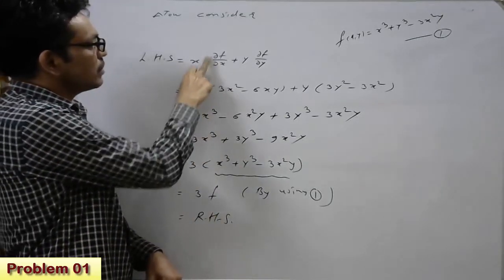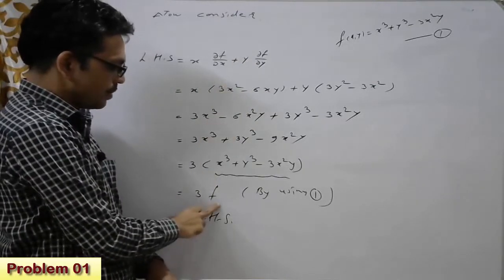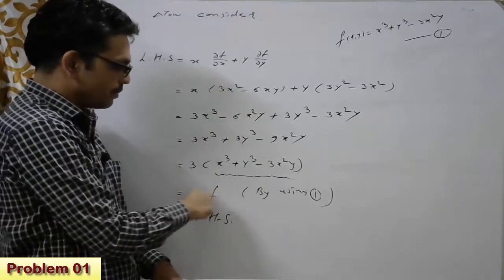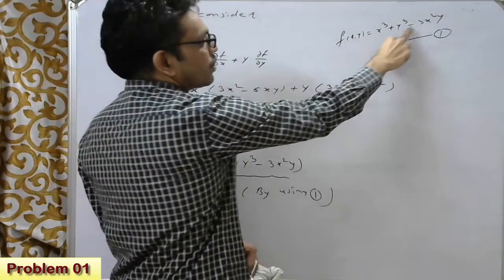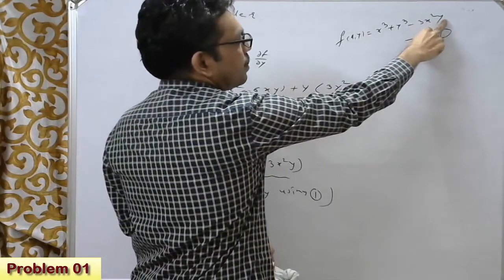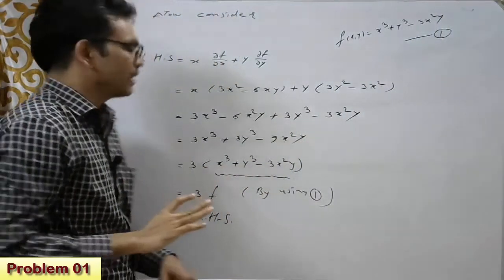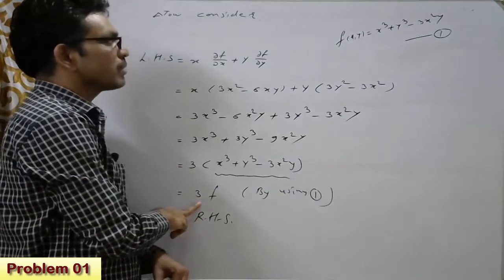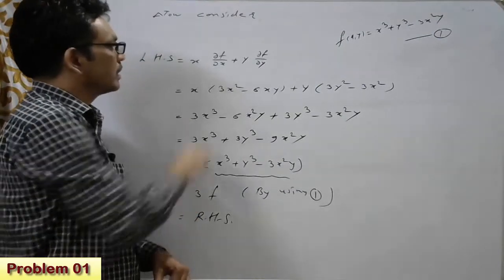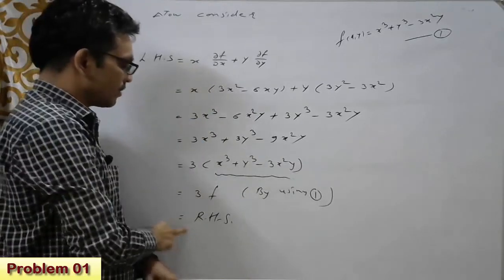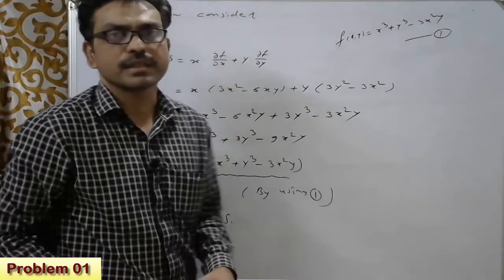That is, x into del f by del x plus y into del f by del y is equal to 3 into f. f is a function of two variables. The given function is x cube plus y cube minus 3x square y. Here the degree of each term is the same, that is 3. Therefore, the degree of the homogeneous function is 3. Therefore, the left hand side is equal to the right hand side. Okay, here we verified Euler's theorem.